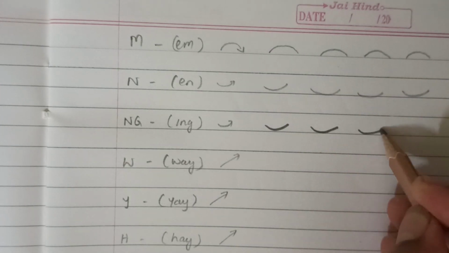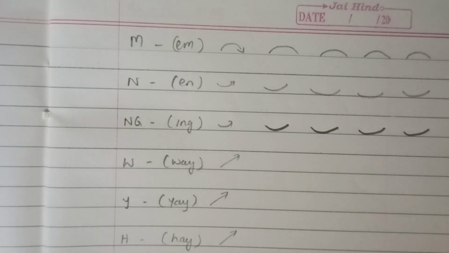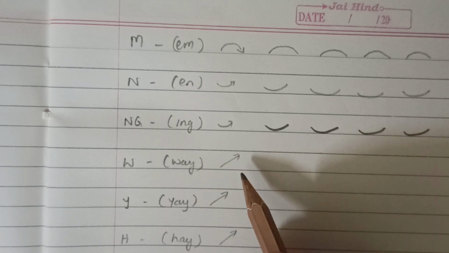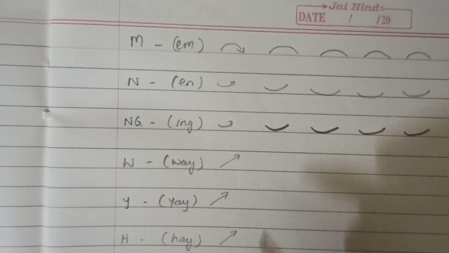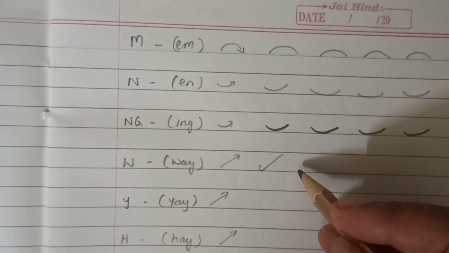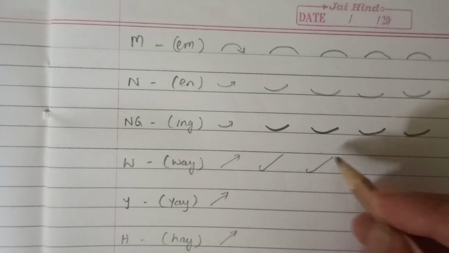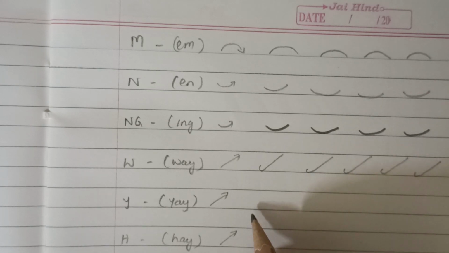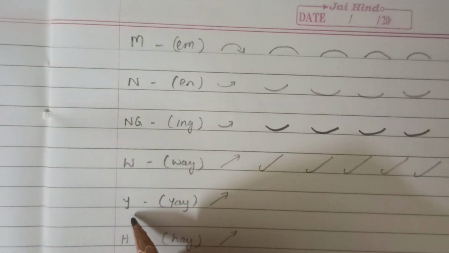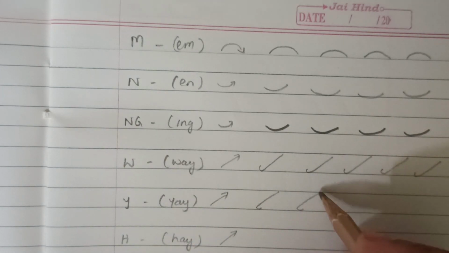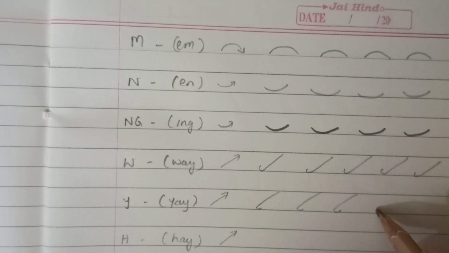Next comes W, and the sound is way, which is written upwards with an initial hook. So with an initial hook, this is way. It's a light stroke. And then the next stroke is Y. We say it as yay. Again it is a light stroke.